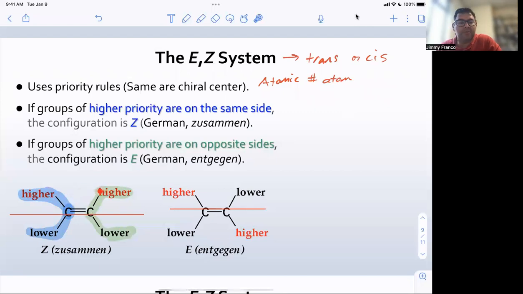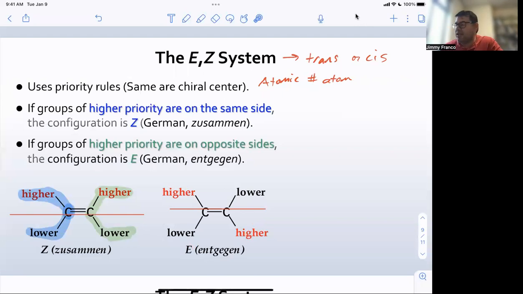If the same two groups are higher, on the same side of the double bond, it's Z. If the two higher groups are on opposite sides of each other, they're going to be E. The way I remember that is E for either side of the double: the higher groups on either side of the double.